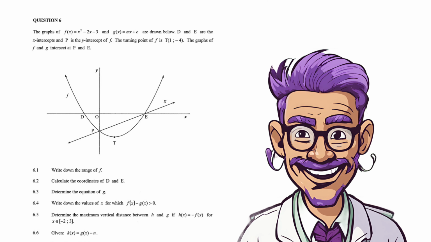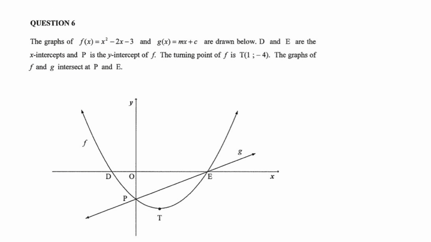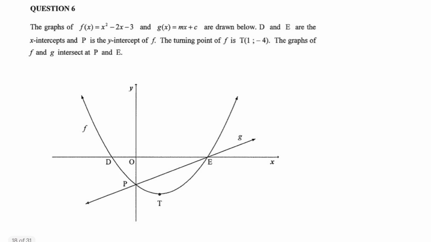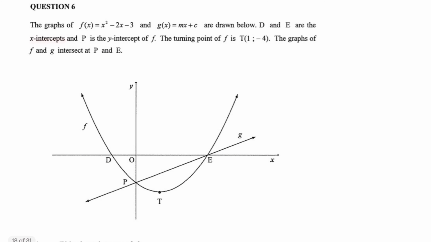Let's move on to question 6 of Mathematics Paper 1 of June 2024. The graphs of f(x) = x² − 2x and g(x) = mx + c are drawn below. D and E are the x-intercepts and P is the y-intercept of f. The turning point of f is T(1; −4), and the graphs of f and g intersect at P and E.